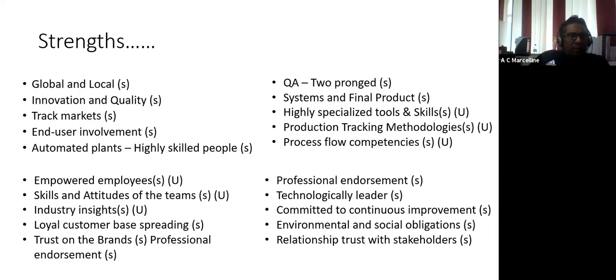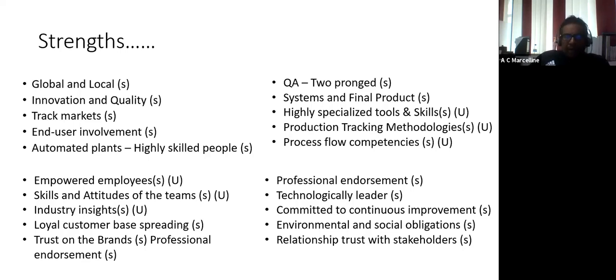Quite a loyal customer base, yeah, spread across 40 countries. Which is very, very interesting and very good. Trust in the brands, and even the professionals endorsed it. Okay, you could see the doctors are talking about their gloves. So these professionals also endorse it. Not only do the organizations say their product is good, the people who are using it also say that their product is very good. So that is very, very important, and the professionals endorse it.